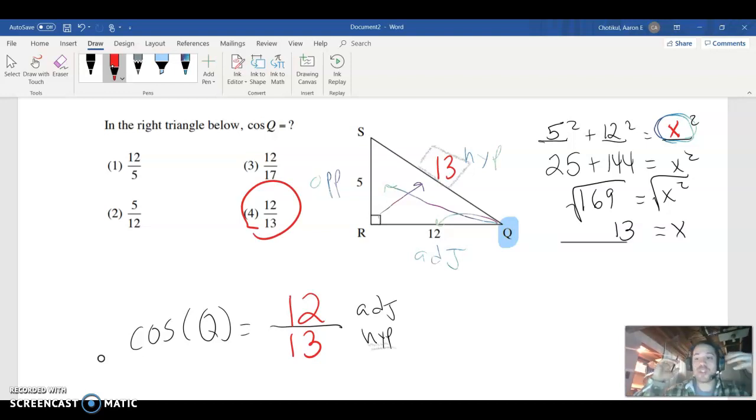So in this video, we show how we can use the Pythagorean theorem to find missing sides, and we use those missing sides to complete the trig ratio. Hope you guys found that helpful.